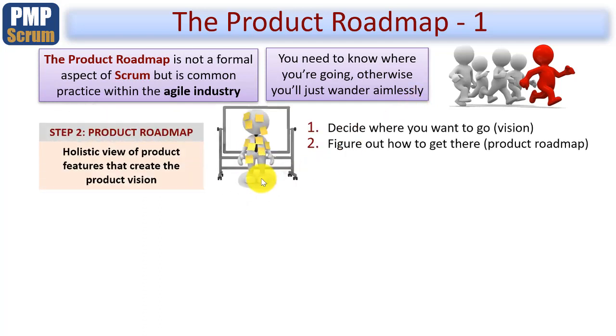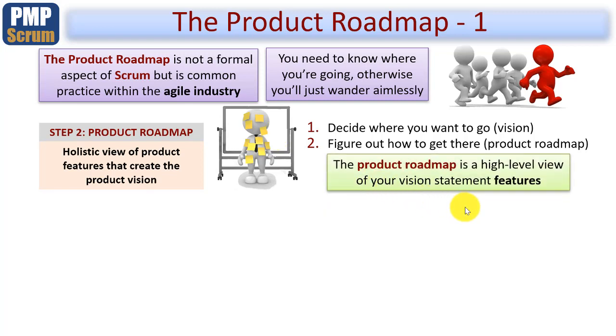This, of course, is step 2, as I've said. It's where you decide where you want to go, which is the vision, which we've done in the previous slide, and then you figure out how to get there, which is the product roadmap itself. Very often done as a graphic diagram, created using post-it notes. It's a popular way of doing that. Whipping out your smartphone, taking a nice detailed picture of it, and using that to drive the way forward.